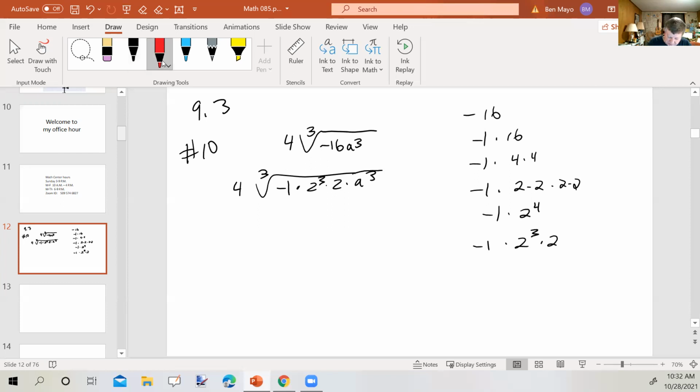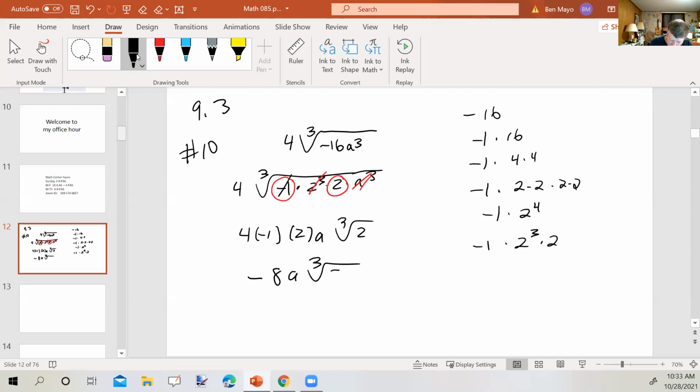Let's take this a piece at a time. The cube root of negative 1 would be negative 1. So outside, along with this 4 that's already there, we're going to have a negative 1. The cube root of 2 cubed is 2 outside. The cube root of 2 is going to stay inside because I can't simplify that. It's irrational. And the cube root of a cubed is a outside. So I've got the cube root of 2 left inside. So I've got negative 8a times the cube root of 2.